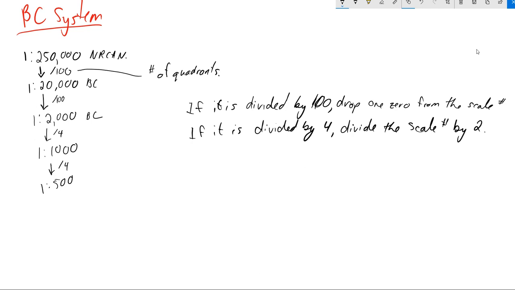So that's for method one. For method two, it's the same thing. We have the 1 to 250,000 from NRCan. Method one.